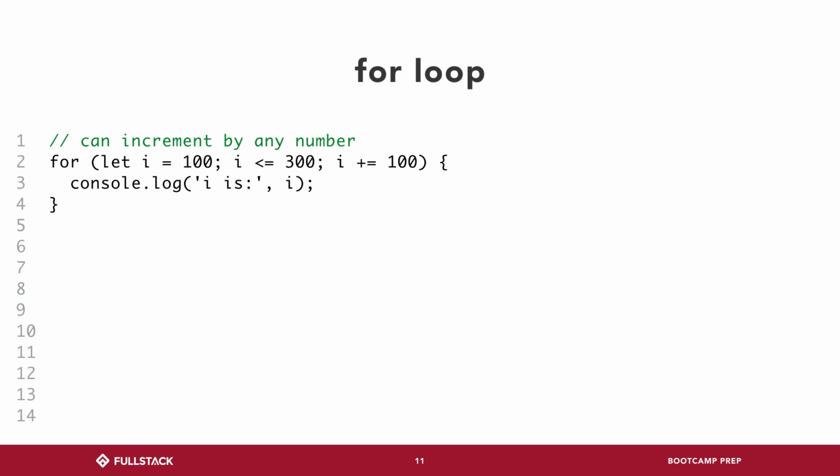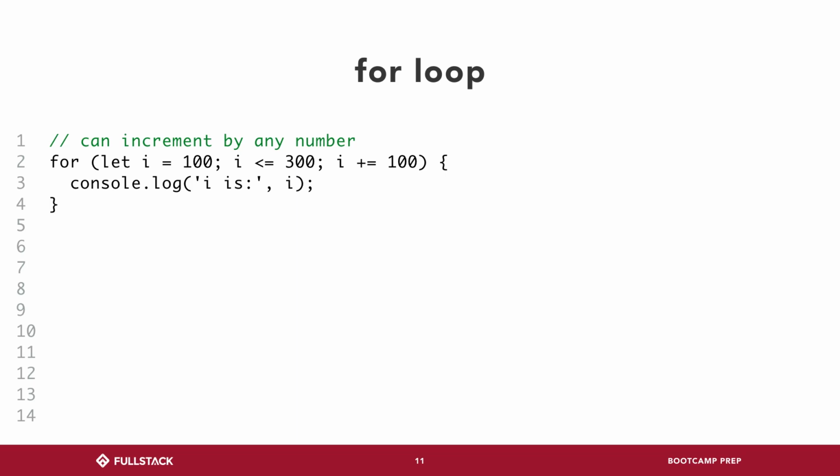So it's important to know that we can kind of do whatever we want in any of these expressions. You have a lot of freedom there, and you'll find ways to get creative or cute in the future. But for now, it's more important to know that we don't always just have to do a plus plus or a minus minus. In this case, they want to loop through the numbers 100 to 300, but they actually want to increment by 100 every time and just log out 100, 200, 300.